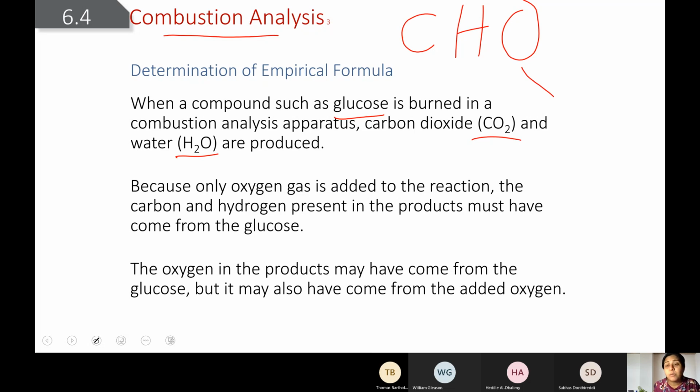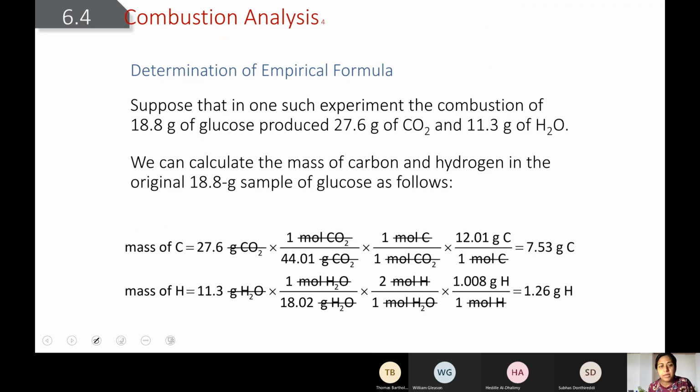But if we know the mass of the carbon and the mass of the hydrogen, can we find the mass of oxygen? Yes, that's right. Because if we know the mass of the sample, the mass of the carbon, and the mass of the hydrogen, the rest will be the mass of the oxygen. Good. Okay, let's see how this experiment has been done, and let's look at the results we obtained from this experiment.